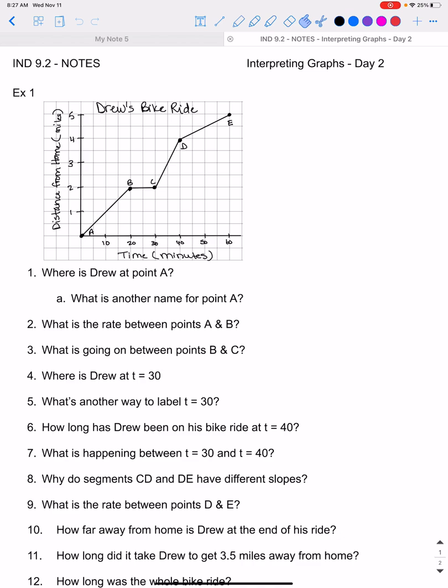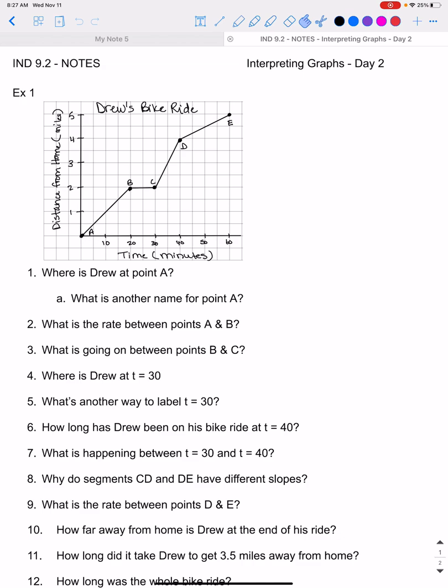And again, the first thing you always want to look at when you're interpreting a graph is the graph's name and then the name of the two axes. So this is Drew's bike ride, and the x-axis running along the bottom is time in minutes, and you want to watch that. It's not hours here, it's minutes, so that makes a difference. And then along the y-axis is distance from home.